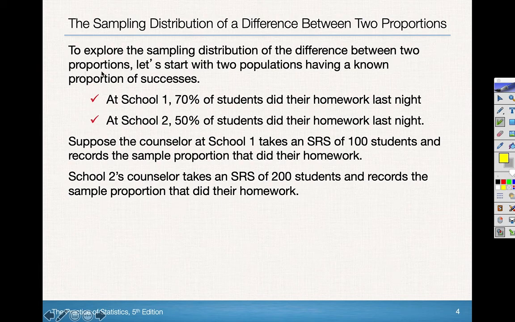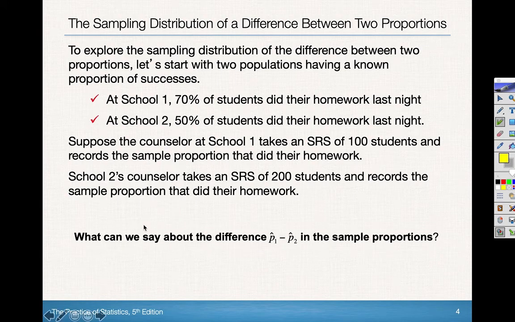Okay, to explore the sampling distribution of the difference between two proportions, let's start with two populations having known proportions of successes. We'll have two schools being our two populations. 70% of students did their homework last night at school 1. 50% of students did their homework last night at school 2. Suppose the counselor at school 1 had an SRS of 100, and school 2 had an SRS of 200. So we're looking at two populations, two separate samples.